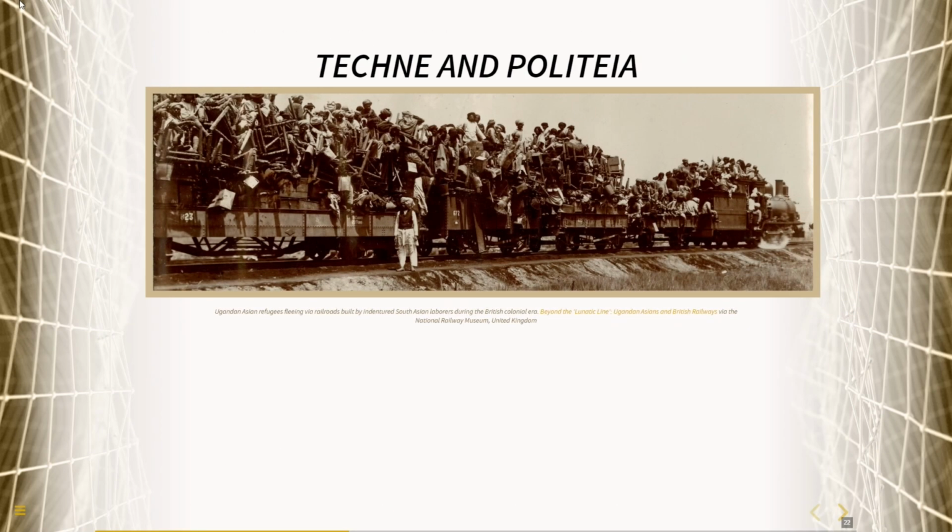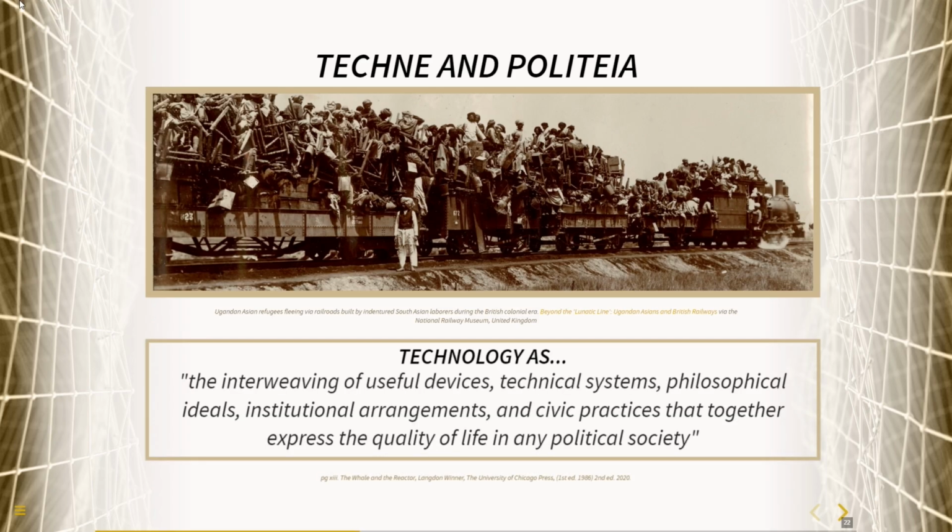But there are far-reaching, long-term social and political impacts because of how we design and even build technological infrastructure. South Asian indentured laborers were brought to East Africa by British colonialists to construct the very railroads that they used as they fled Uganda during the Idi Amin regime. Consider then that technology is this interweaving of useful devices, technical systems, philosophical ideals, institutional arrangements, and civic practices that together express the quality of life in any political society.